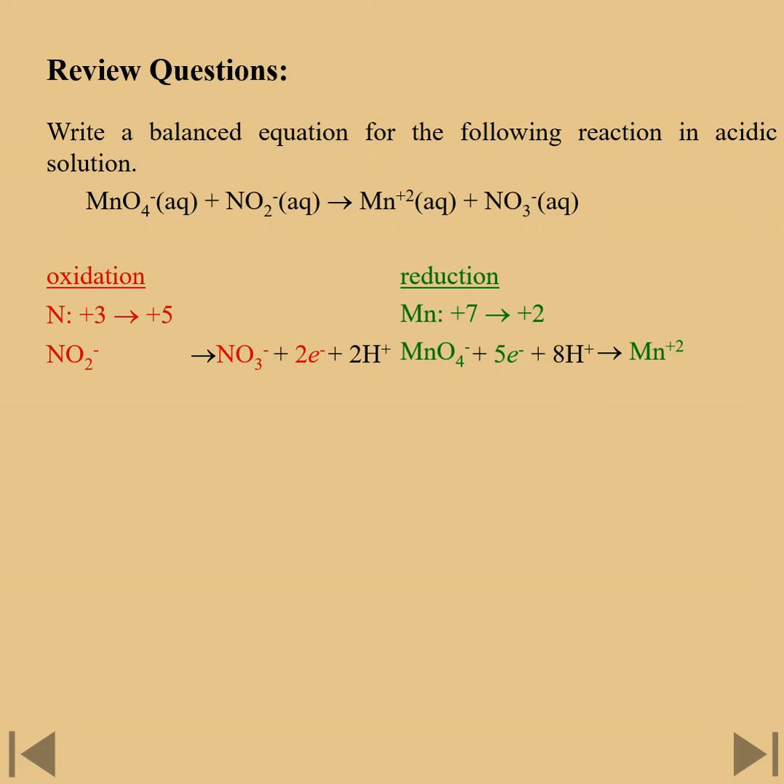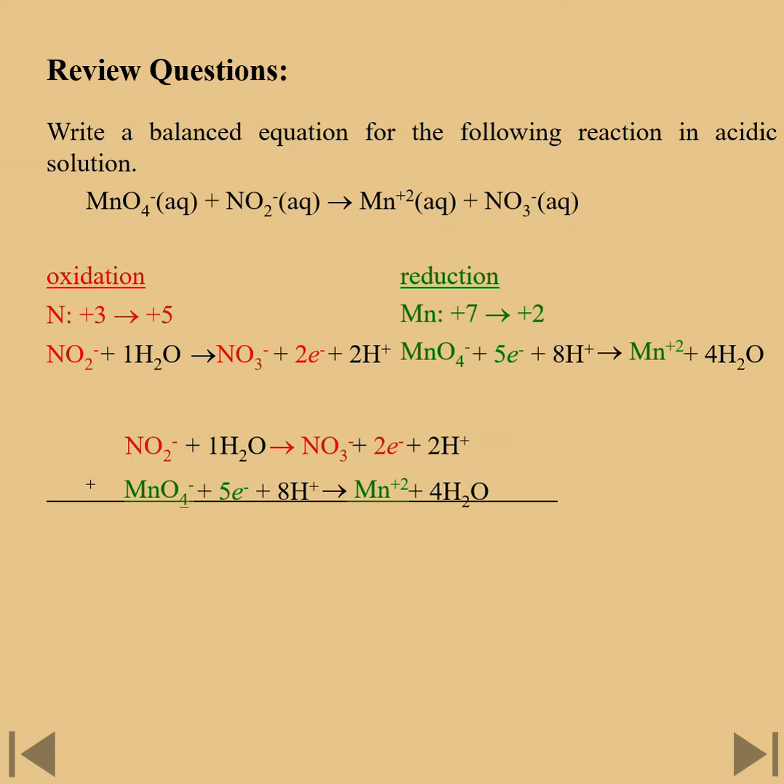Step 2d is to add waters in order to balance the oxygens. I need 1 more oxygen on the left in the oxidation half reaction, and 4 more oxygens on the right in the reduction half reaction. And now my two half reactions are balanced.